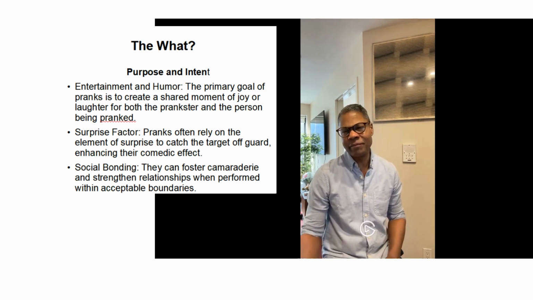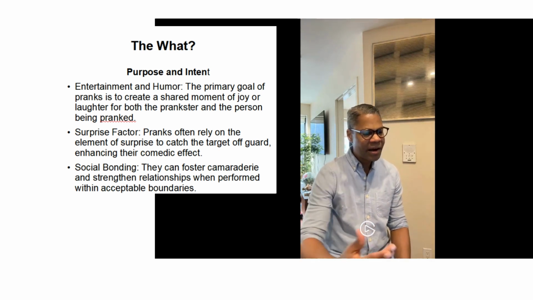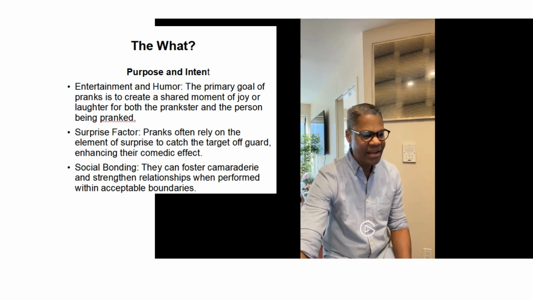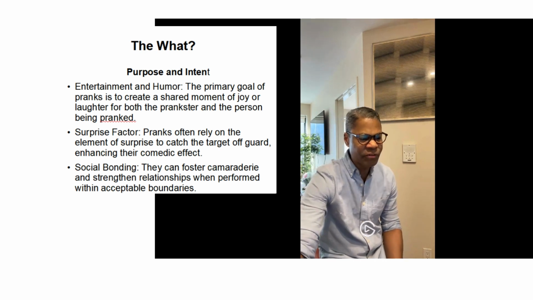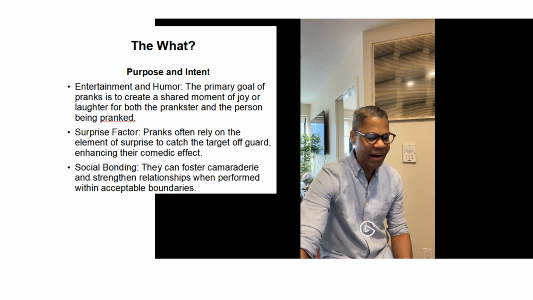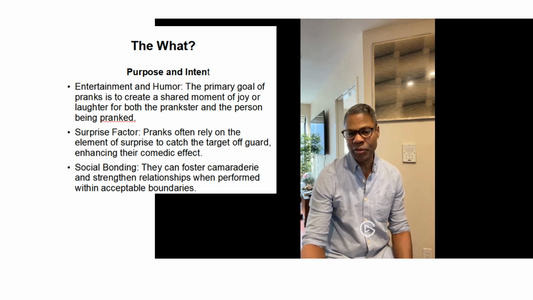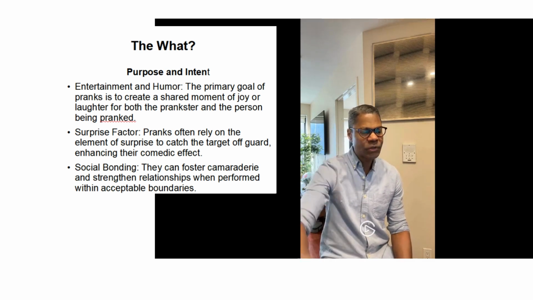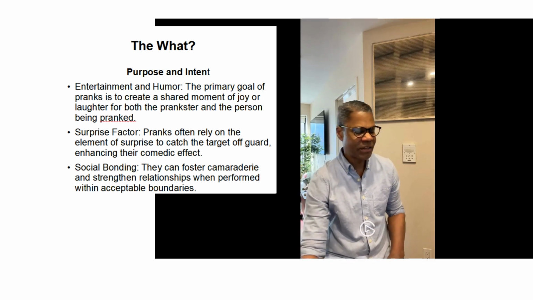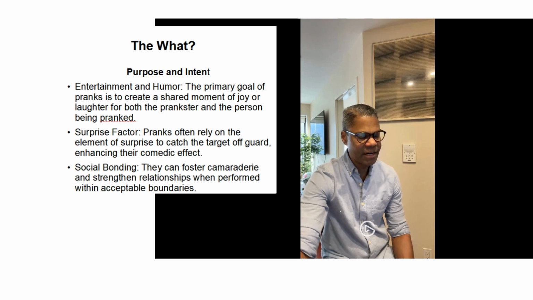In other words, that may not have been the best example in the world, but just remember, shared moment is key. The laughter for both the prankster and the person being pranked, or group of observers of the prank, strengthens relationships when performed within acceptable boundaries. And acceptable meaning in good taste, for the most part. Also contextually relevant, right? Okay, so a little more of the what continued.